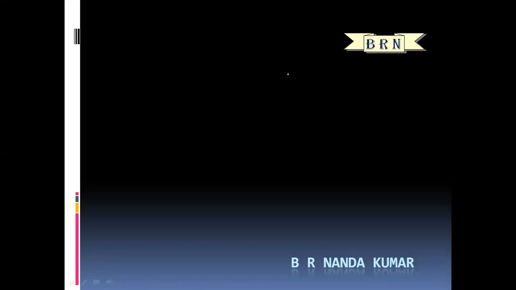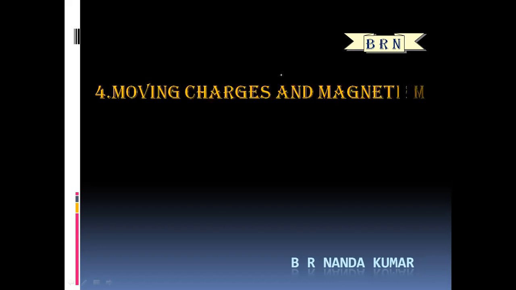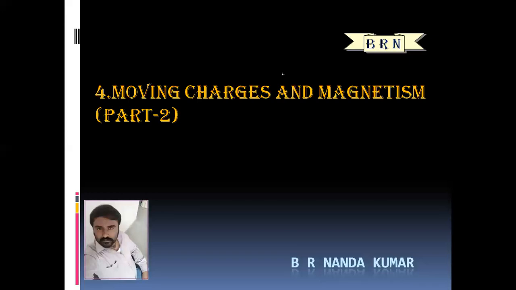In the previous class, we learned about Ørsted's experiment, the magnetic effect of electric current, Ampere's swimming rule, right hand thumb rule, and some very important properties of magnetic field lines. So today we are going to discuss the Lorentz force. This is moving charges and magnetism part 2. Okay, let's start today's class.